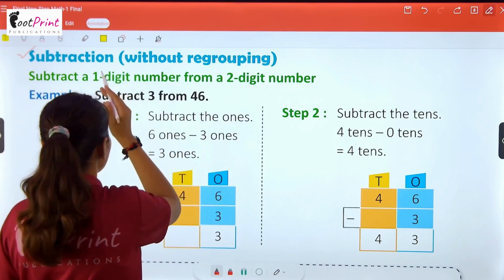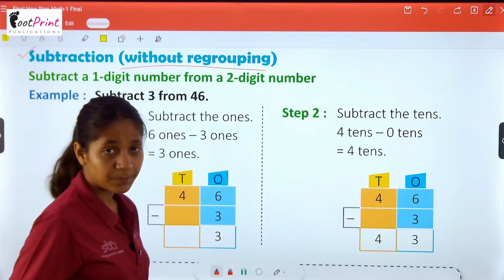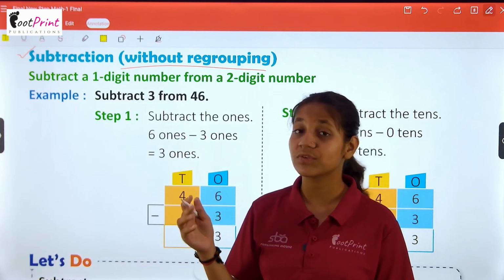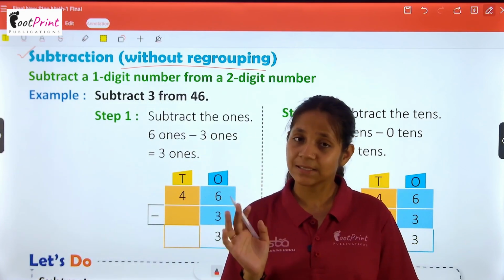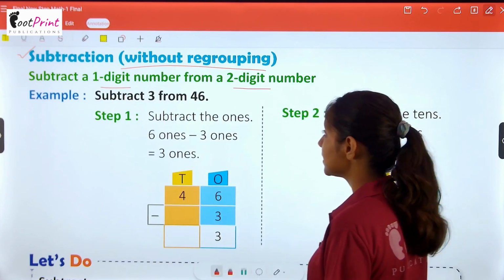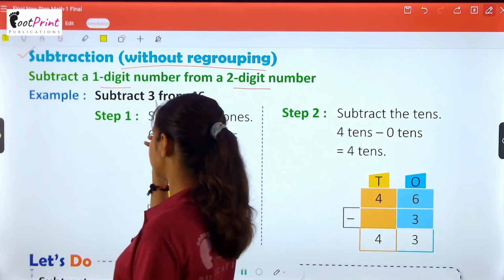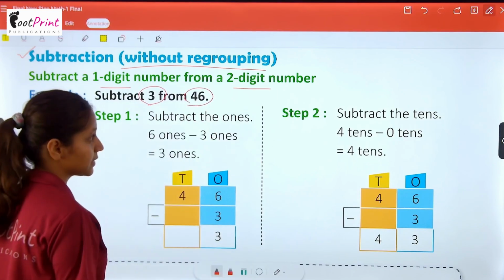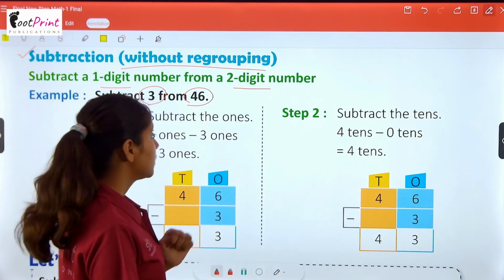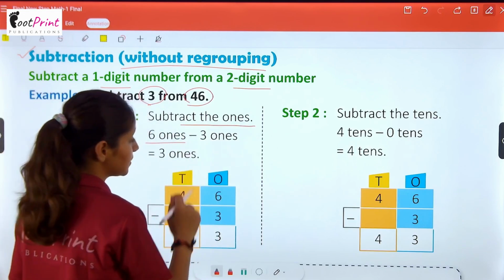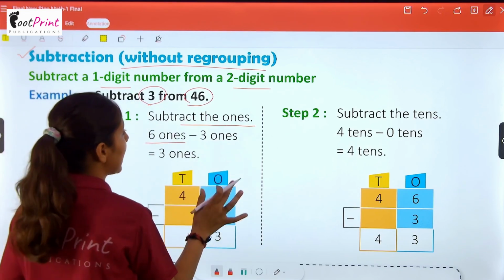Now, subtraction without regrouping. So here what we have to do? We have to do the subtraction without regrouping. That means simple subtraction. Okay. Subtract a one digit number from a two digit number. Example, we are subtracting 3, that is a one digit number, from 46, that is a two digit number. So step 1 says subtract the ones, that is 6 ones.